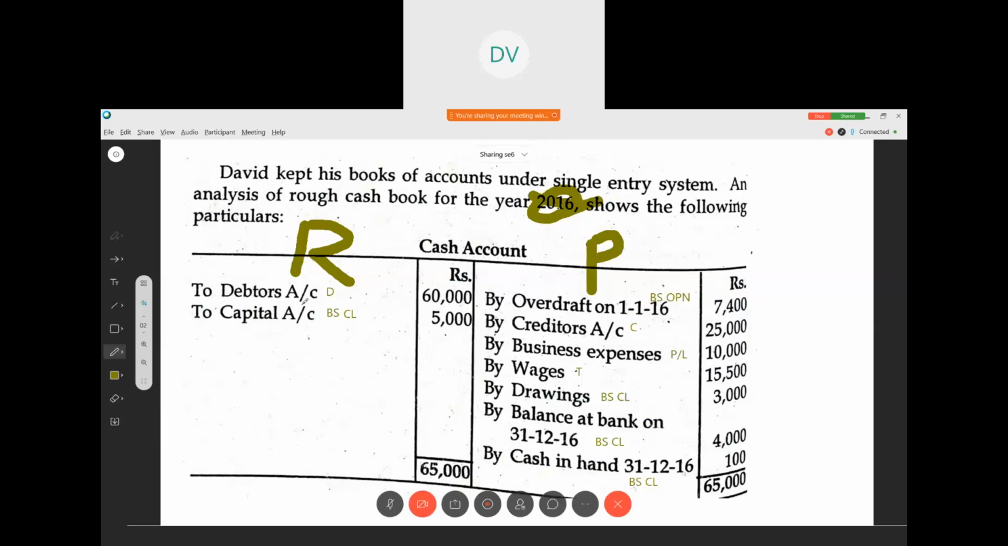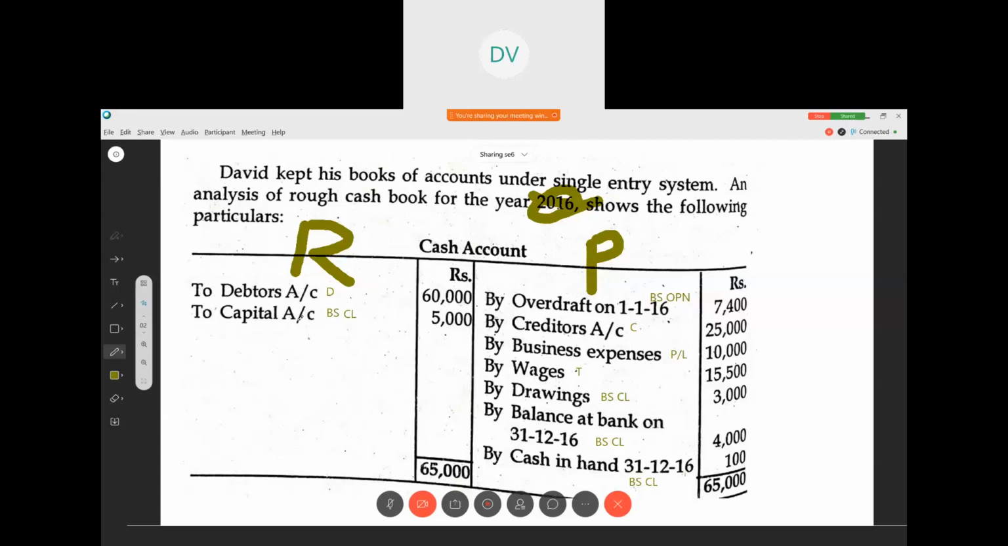See, to debtors account. That means what? Cash. We have collected cash. We have receipt. See, cash is receipt. We have received cash from the debtors. How much? 60,000. Where does it appear? In the debtors account. Cash received from debtors, okay, 60,000.